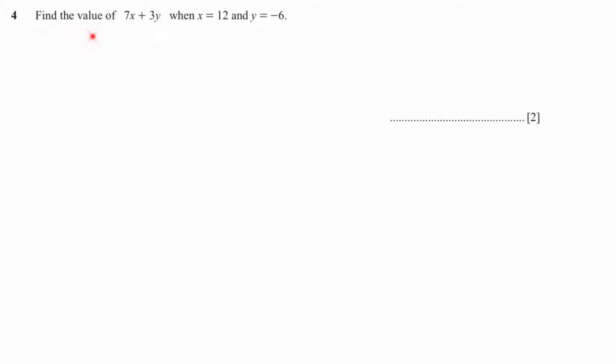In this question, we have to find the value of 7x plus 3y, and the x and y values are given. So we just have to replace them. In place of x, we will put 12, and in place of y, we will put -6. Just put it in the calculator and you will get the answer 66.